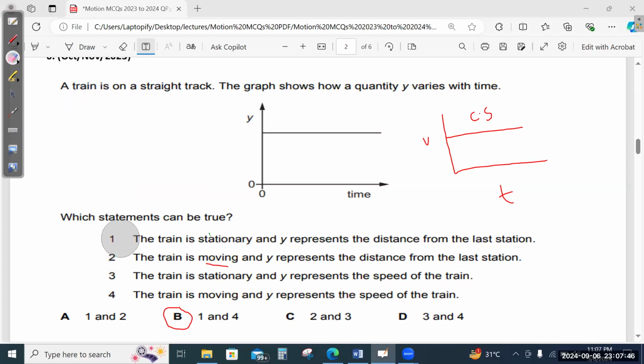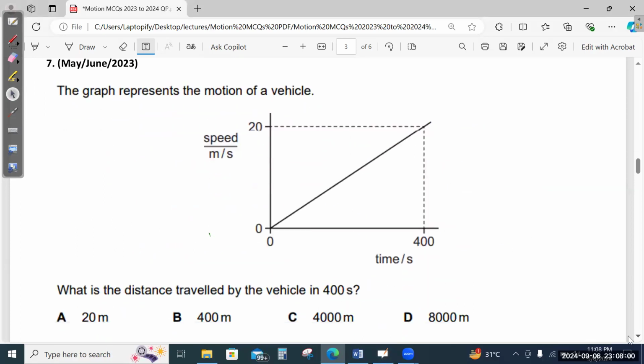Again, I am telling you, you have to understand first of all the two lectures as I have mentioned in the description also. Then you have to solve past papers. Then you can easily solve the past papers of motion.